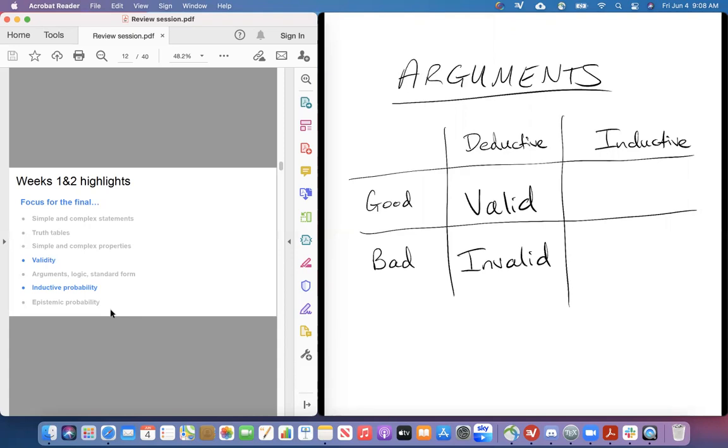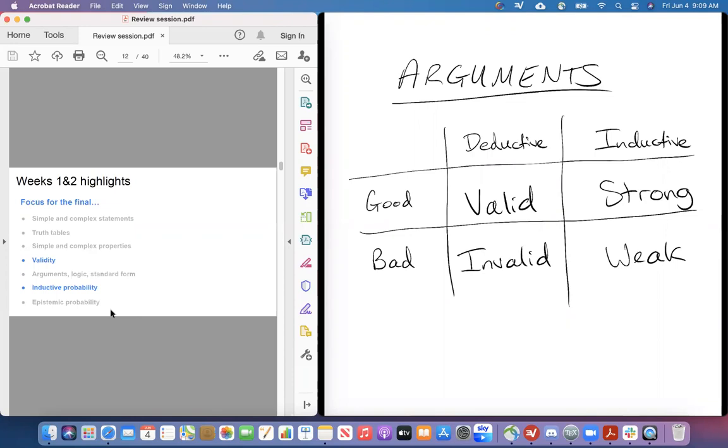And so we asked, how would we describe good and bad inductive arguments? The words we used for those: the strong inductive arguments are the good ones. Weak inductive arguments are the bad ones. This is the classification that we laid out towards the end of those first 2 weeks about arguments, what they are, and how you would describe them.